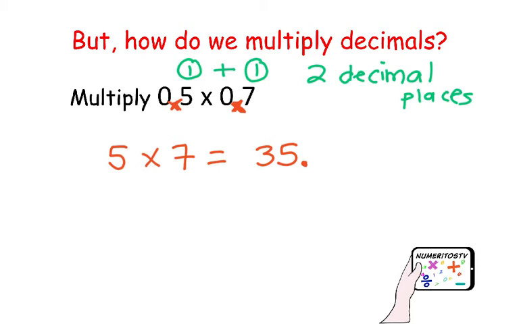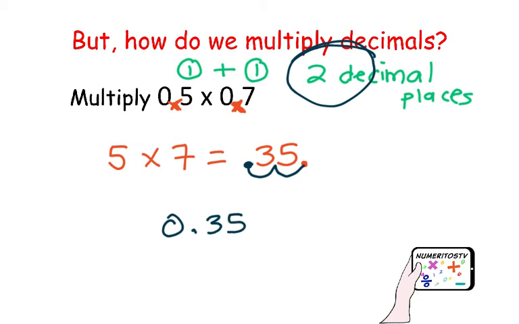But I need to bring back those decimal places. And in this case, we're dealing with 2. So from there, I'm going to move my decimal back 2 places. 1, 2. That means that my decimal is now in front of 3. So my final answer is 0.35, or 35 hundredths.